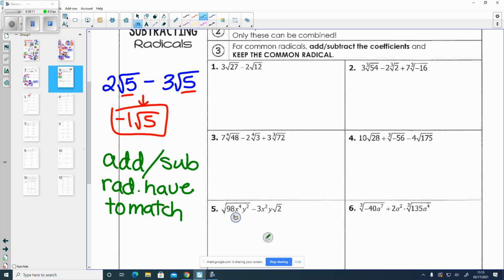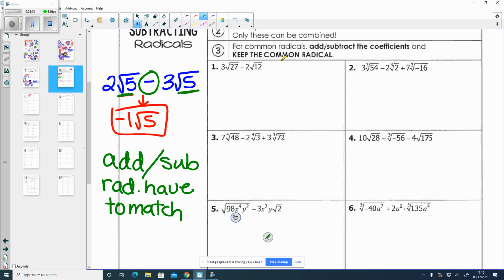So for example, up here I did 2 square root of 5 minus 3 square root of 5. When it's adding or subtracting, kind of think about fractions. If I don't have a common denominator, I cannot add or subtract fractions. But I can multiply and divide them, right? So it's the same idea here. If I'm adding or subtracting, and in this case I'm subtracting, the radicals have to match, okay?